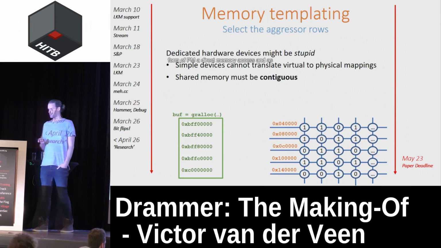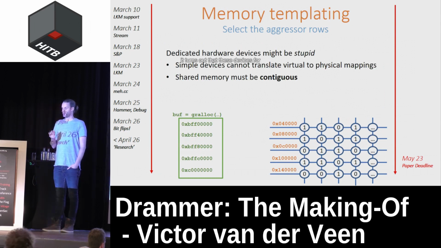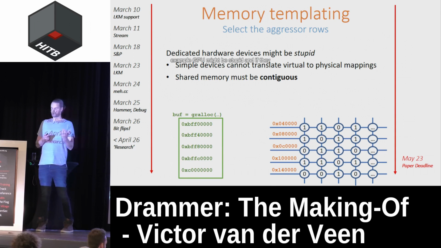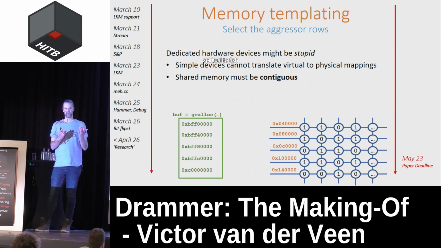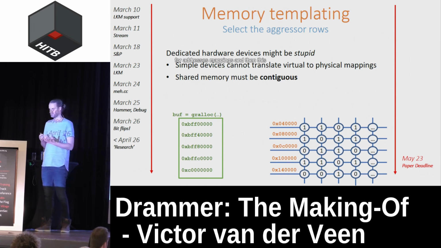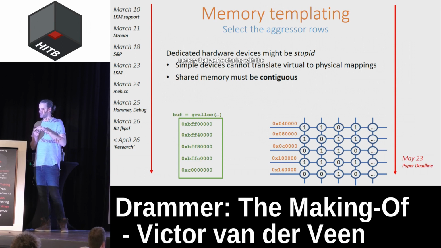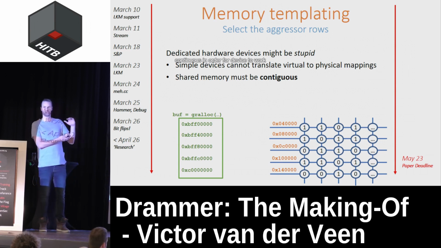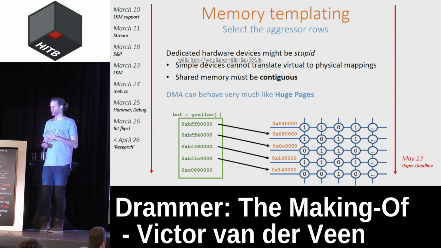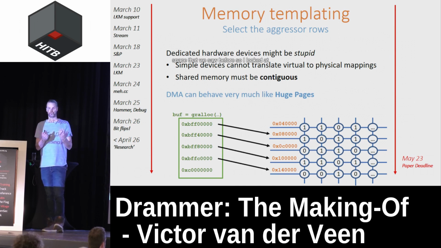And it turned out that these devices, for example the GPU, might be stupid. If they are simple enough, they cannot translate virtual to physical address mappings. Then this memory that you're sharing with the device, this DMA memory, has to be contiguous in order for the device to work with it. So if you have this, then DMA is very much acting like the huge pages that we saw before.